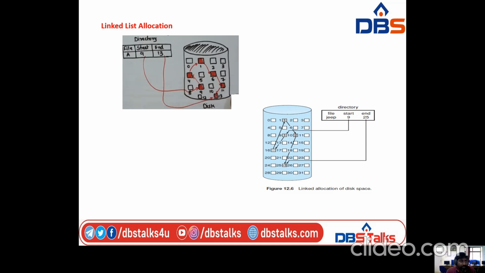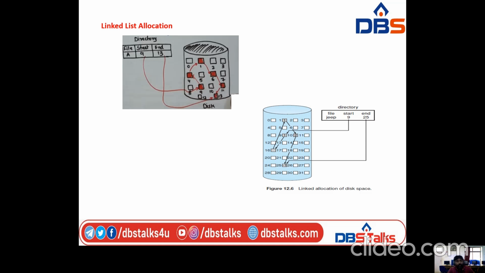Okay, if you see the representation now, in the middle we can store any blocks. There is no contiguous representation. For file name A, the first starting block is 9, from 9 to 4, from 4 to 1, 1 to 6, 6 to 11, and 11 to 13. In this directory we mention the starting block and the ending block. Starting is 9, ending is 13.